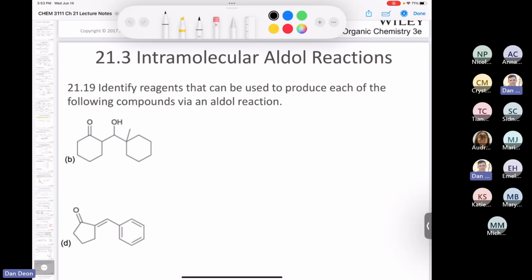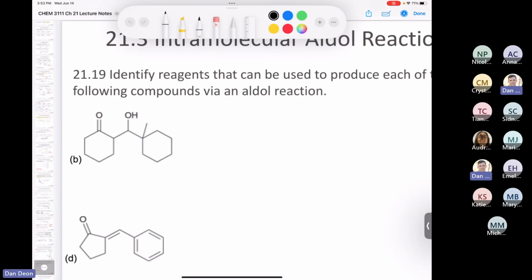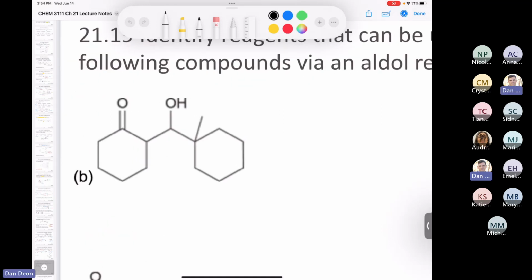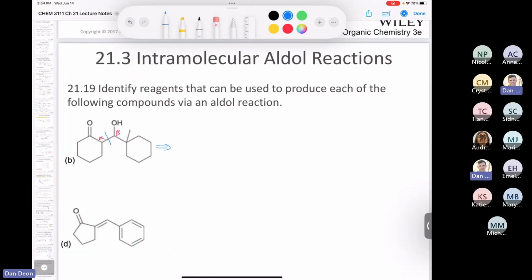Here's my SparkNotes version of it. You ready? If you have a carbonyl, and you always have a carbonyl, label the alpha and beta carbons, because this is where the bond is always made. You're breaking that bond when you're doing a retrosynthesis. And so the ketone that you would start with would be cyclohexanone, which is this.